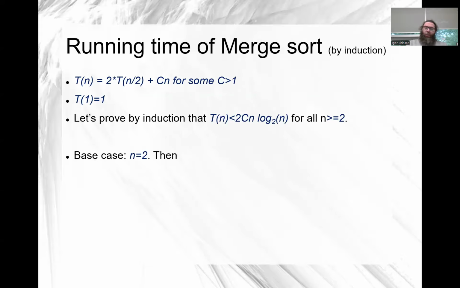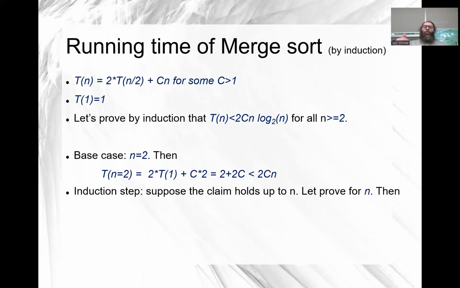So the way induction works, we first show it for a base case, say n equals 2 in this case. So for n equals 2, what's the running time? We make two recursive calls, so it's 2 times T of 1 plus C times n. So C times n is 2 times C. So we sum this up, and when n equals 2, we indeed see that T is less than 2 times C n, so less than 4 times C. Right. So this is the base case of induction.